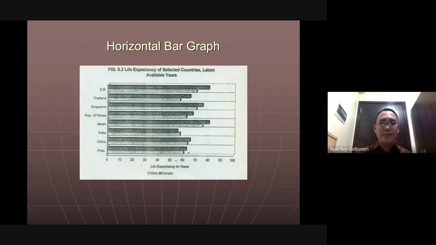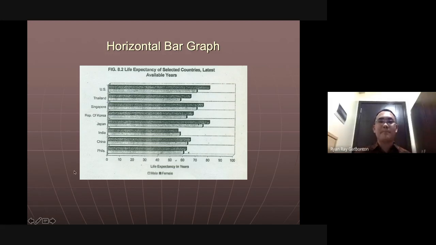So here are examples of your data. This one is a horizontal bar graph. Notice that here on the x-axis, the horizontal axis, represents the time or the life expectancy in years. And these are the countries. So it presents the data, the absolute or relative count of your data based on the countries across a span of time.